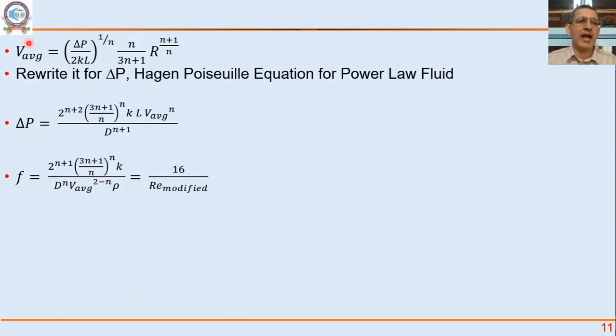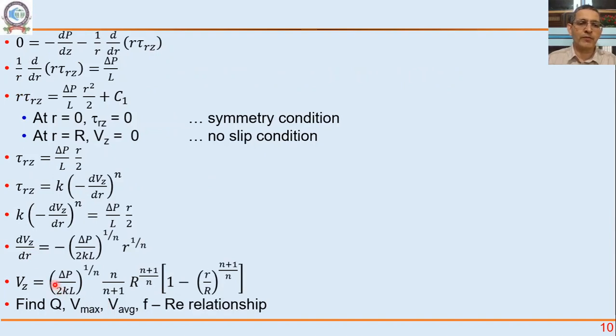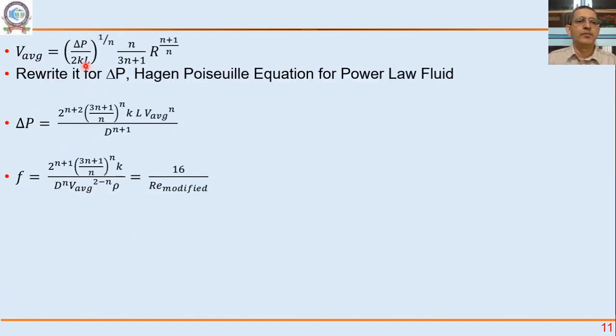Here's the answer. So V average would be delta P by 2KL, 1 by n, n upon 3n plus 1, R raised to n plus 1. Again, if you want to make sure that you have not made any error in the mathematics in going from here to the average velocity, put k is equal to mu, n is equal to 1. You should get back the same answer that we had last time. We can rewrite this expression with delta p on the left hand side and everything else on the right hand side, like the Hagen-Poiseuille equation, but now this is a Hagen-Poiseuille equation for a power law fluid.